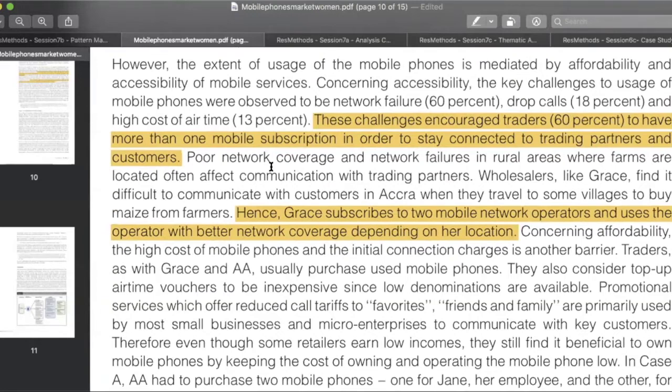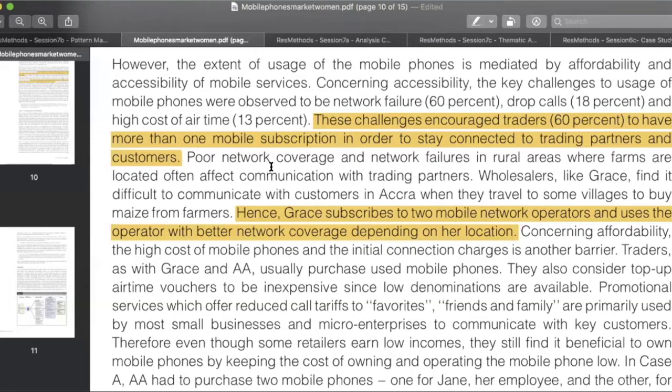However, the extent of usage of mobile phones is mediated by affordability and accessibility of mobile services. Concerning accessibility, the key challenges to the usage of mobile phones were observed to be network failure, dropped calls and high cost of airtime. These challenges encourage traders to have more than one mobile subscription in order to stay connected to trading partners and customers. Poor network coverage and network failures in rural areas where farms are located often affect communication with trading partners.